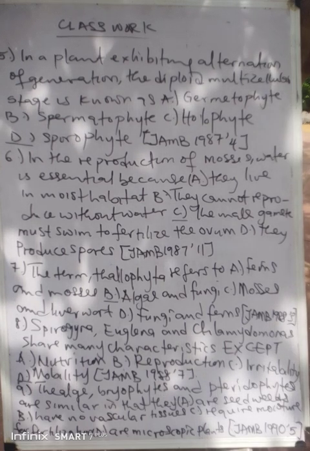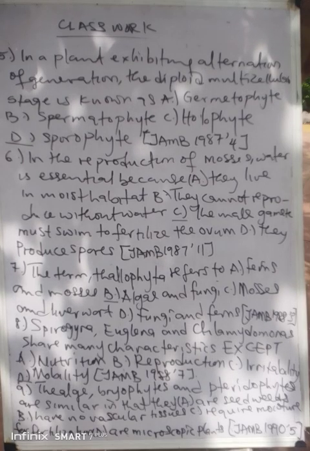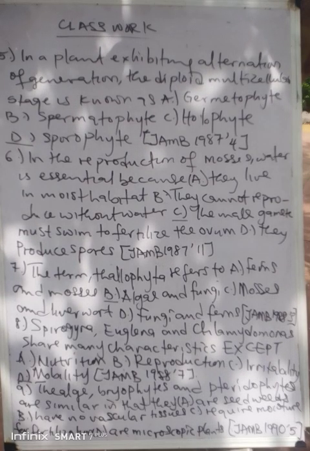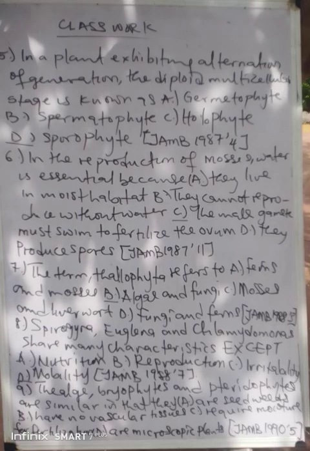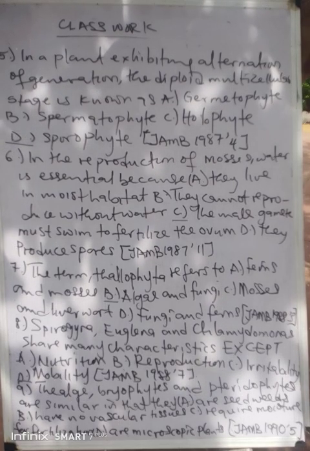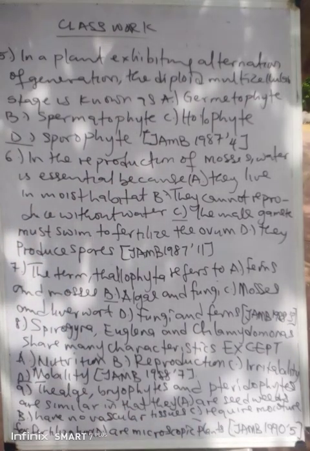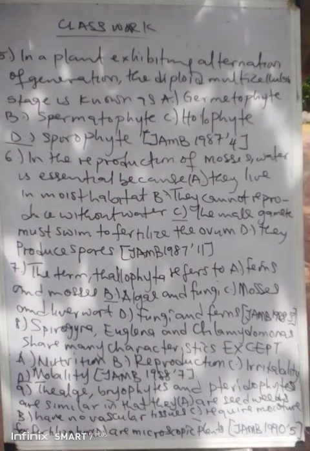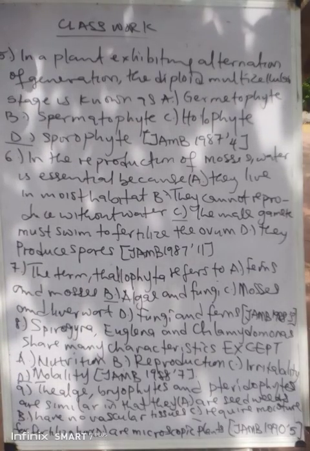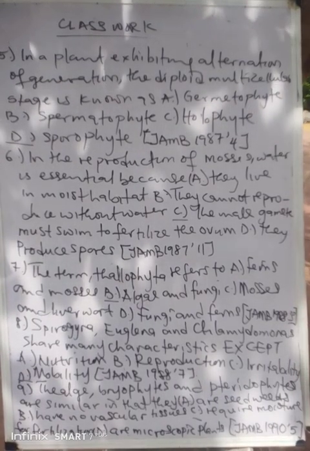Let's check. Algae does not have vascular tissue. Bryophyte does not have vascular tissue. But pteridophyte has vascular tissue, so that's not the answer. Option C, require moisture for fertilization. That is the answer. They need water because the sperm needs to swim towards the egg cell. So let's look at another one.